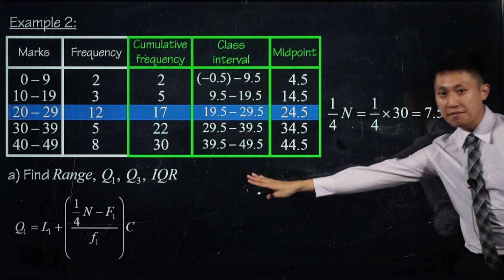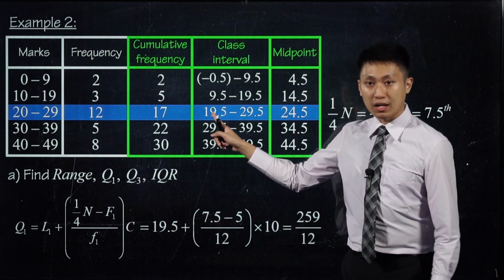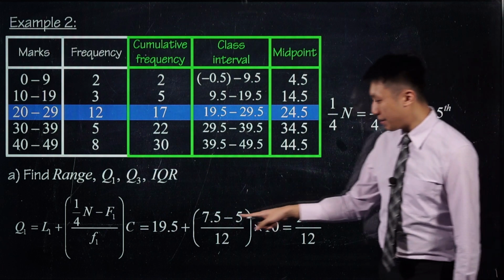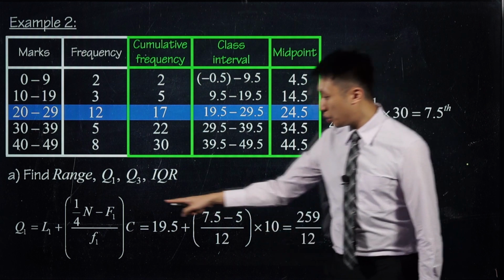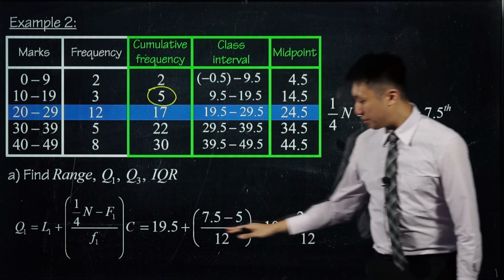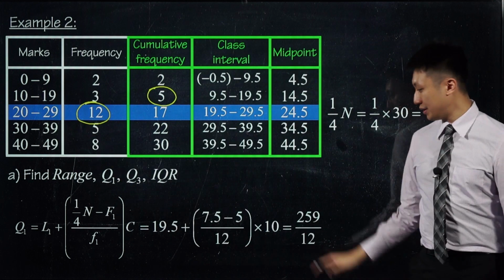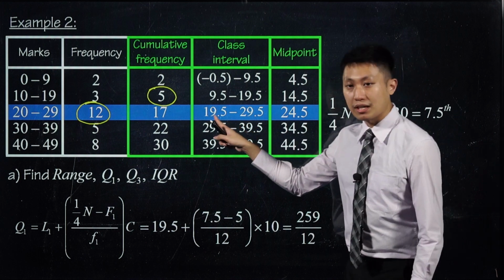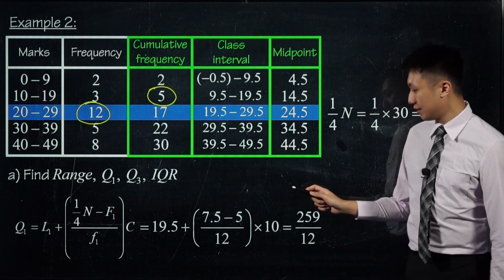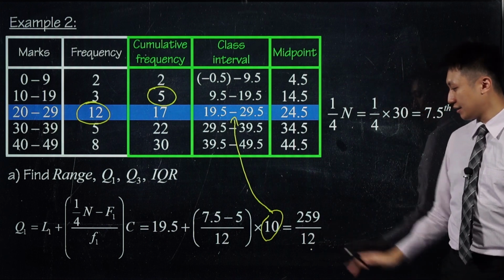Then I have that disgusting formula, but it's not disgusting anymore because you know how to do it already. 19.5 is the lower class boundary, 7.5 is this value, then minus 5, which is the cumulative frequency before that class, divided by the frequency of this class, which is 12. Then the class width, upper class boundary minus lower class boundary. Not this one minus this one; that's 9. This is 10. Just remember it is 10. Then the answer is this.